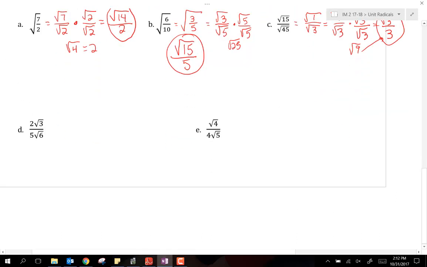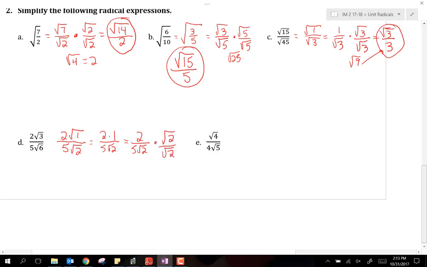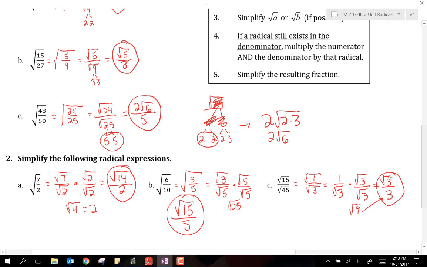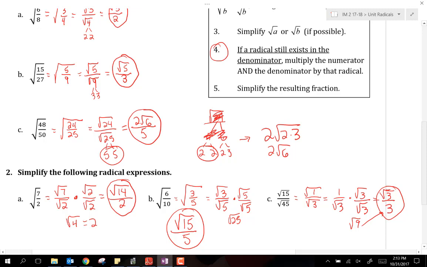Letter D, now we have numbers out front. Doesn't change what we do. So 2 over 5. And then 3 and 6, we can divide them both by 3. So square root of 1 is 1. 2 times 1 is 2. But we have a radical in our denominator. We have that square root of 2, and we don't want that in our denominator. So we multiply by the radical of our denominator, just like step 4 says.